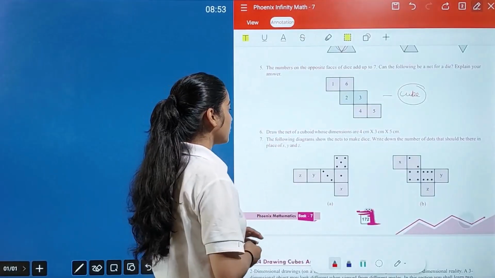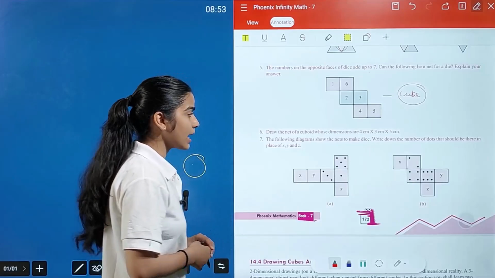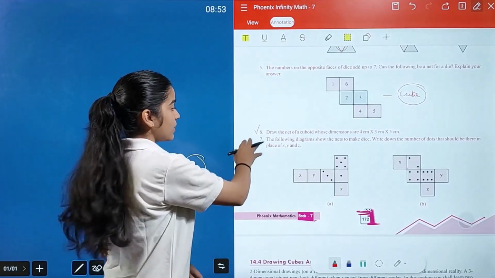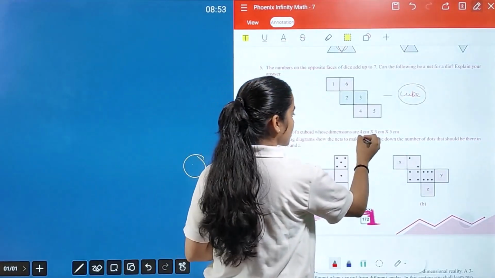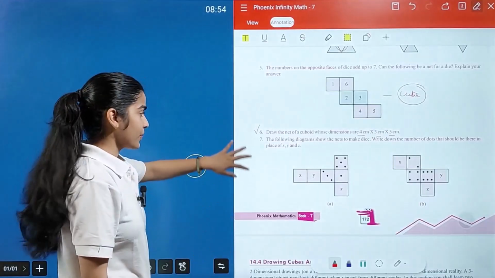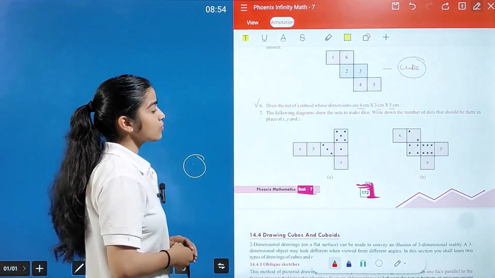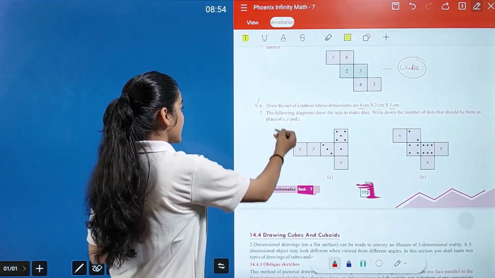Now draw the net for a cuboid whose dimensions are 4 centimeter, 3 centimeter and 5 centimeter. So this is very easy for you. You just have to make three faces with these three dimensions: length, breadth and height. And further, when you fold it, you have your cuboid. Now the following diagram shows the nets to make dice. Write down the number of dots that should be there in place X, Y and Z.